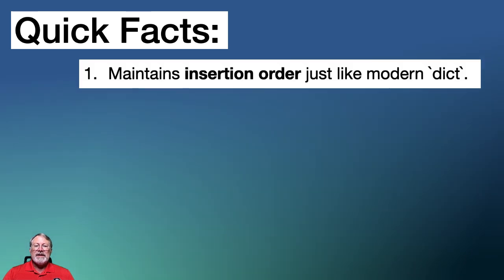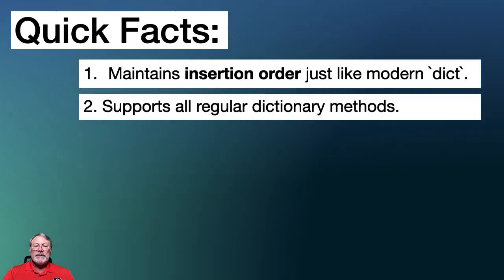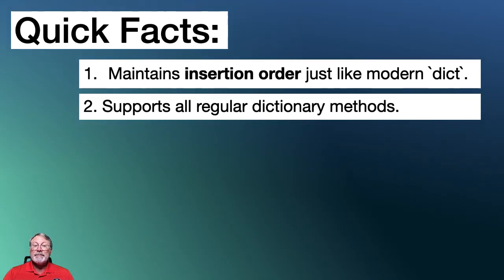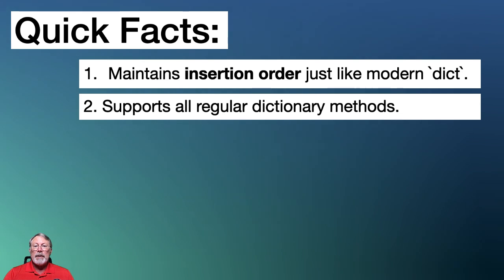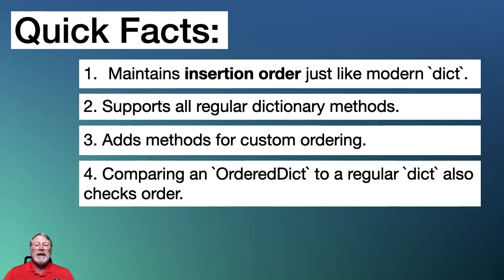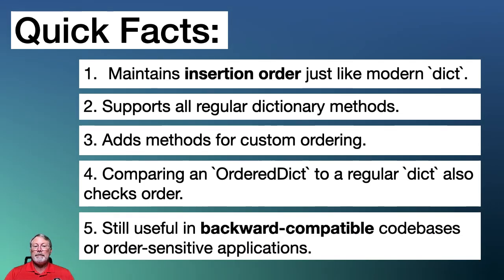Here are some useful things to know. OrderedDict maintains insertion order, just like the modern dict data type. It supports all regular dictionary methods, but it adds methods like move_to_end and popitem, with the argument last being either True or False, for custom ordering. Comparing an OrderedDict to a regular dict data type also checks order. The OrderedDict data type is still useful in backward compatible code bases or order-sensitive applications.